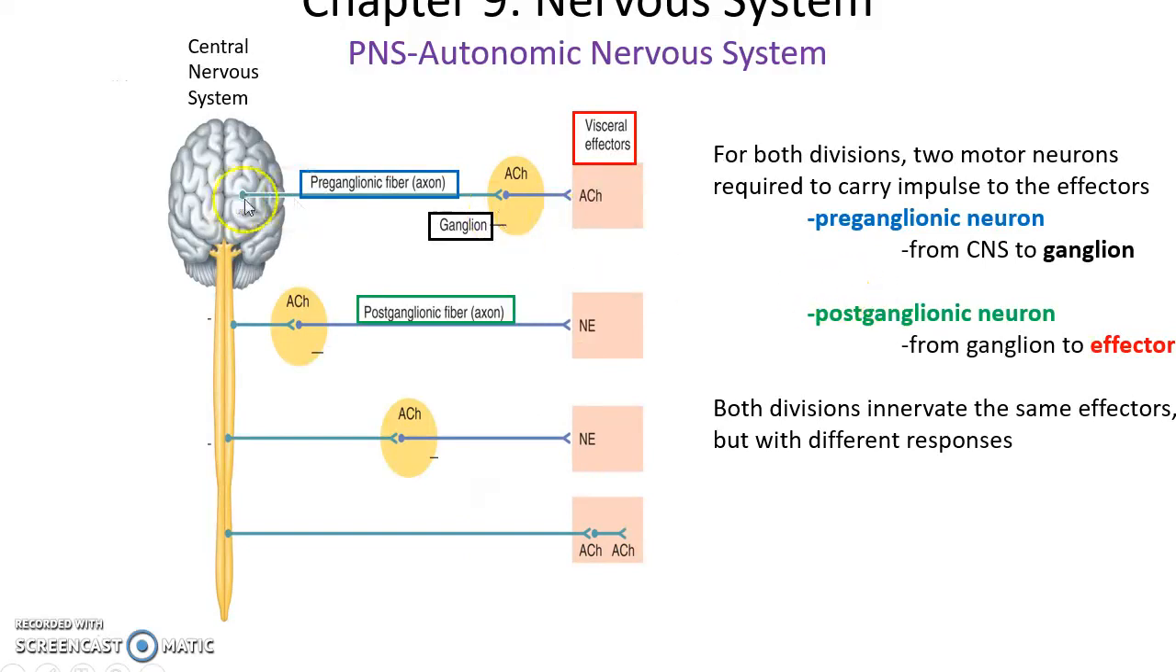So they both have preganglionic axons, motor axons coming from the central nervous system. They will then synapse in a ganglion and then lead to the postganglionic neuron that will then cause the effectors to respond. Some of these utilize acetylcholine, some norepinephrine.